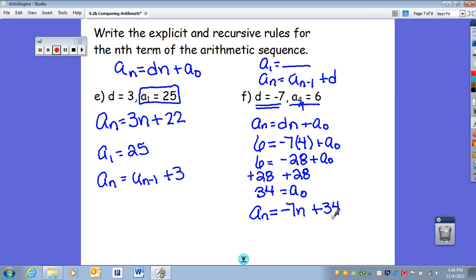Now I want to write my recursive rule. So here's what I do. I first write my a sub 1. Well, I don't know what a sub 1 is, but I do know that the term before it is 34. So, since my difference is negative 7, to find my a sub 1, I simply take 34 and subtract 7. That gives me an answer of 27. Then, to finish the rule, I have a sub n equals a sub n minus 1, plus the difference, and my difference is negative 7.